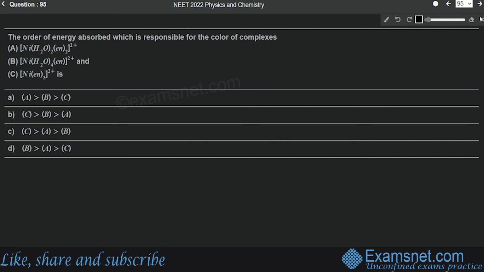Question number 95 is from the chapter coordination compounds, and the question is the order of energy absorbed, which is responsible for the color of complexes. So three complexes are mentioned here and we have to find the correct order of energy absorbed. Now we know that the stronger the field strength of the ligand, the more energy will be absorbed by the complex. That means the energy will be directly proportional to the field strength of the ligand, right?